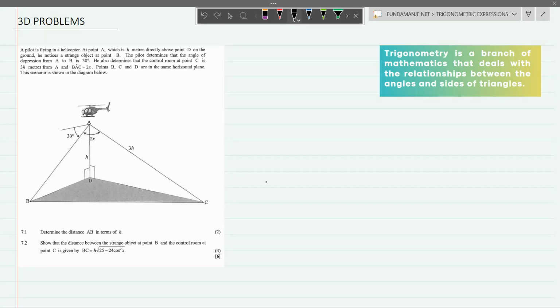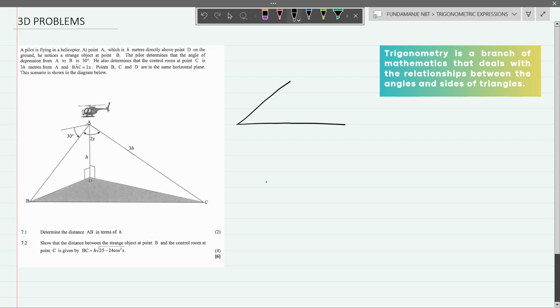Hi, in this video we want to talk about 3D problems. So trigonometry but in 3D. What we've done so far has mostly been in 2D, where we're discussing solving for an angle or solving for an unknown side of a certain triangle. But now we're taking it into a dimension that adds more layers basically.